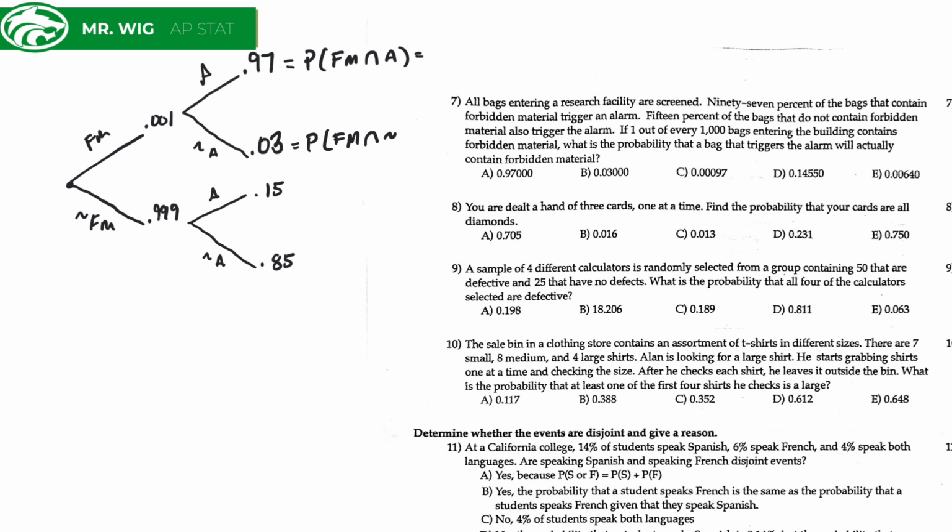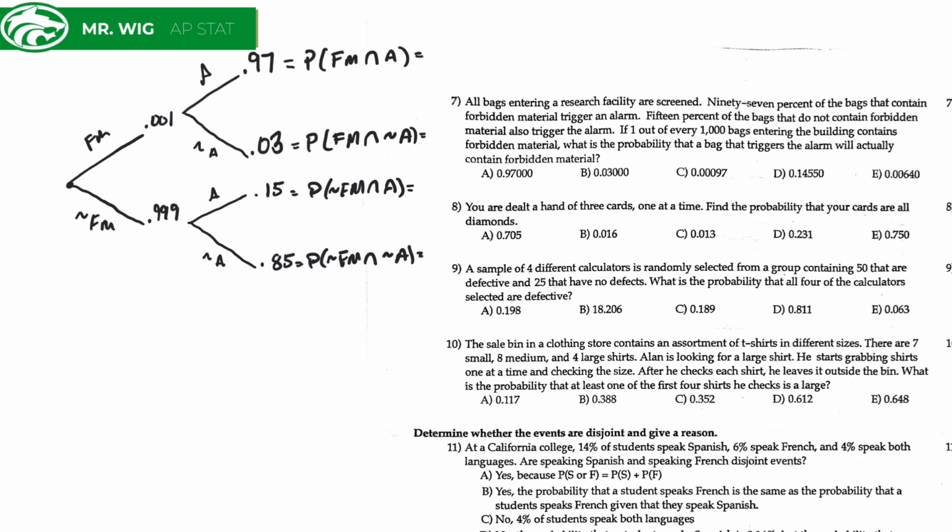And no alarm going off, right? This one would be the probability of no forbidden material and an alarm going off. The last one would be the probability of no forbidden material and no alarm. That's kind of like what you would expect the majority of the time to happen, right? And so here we're dealing with and.